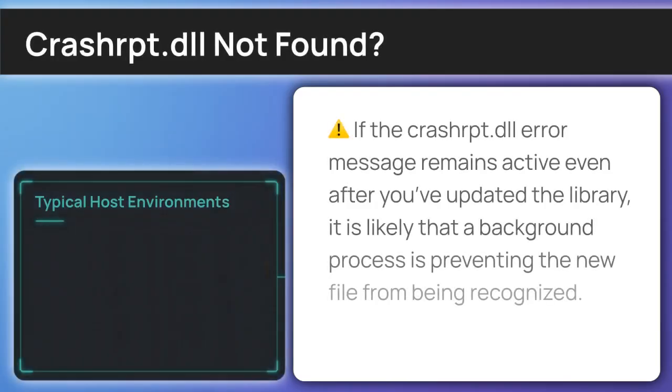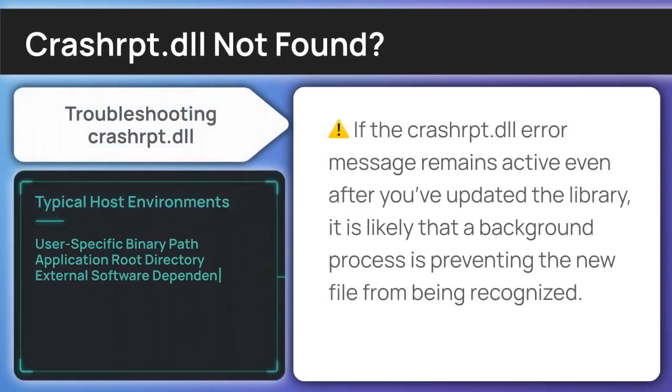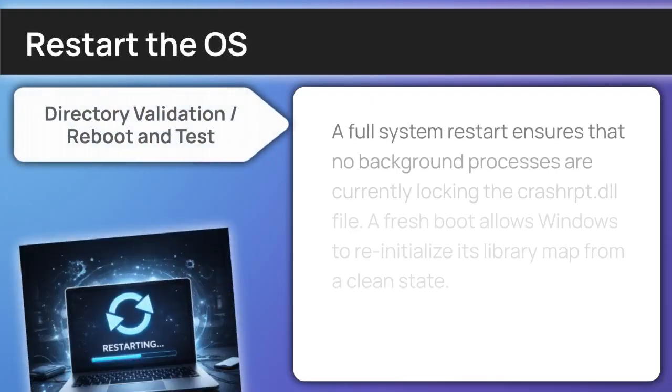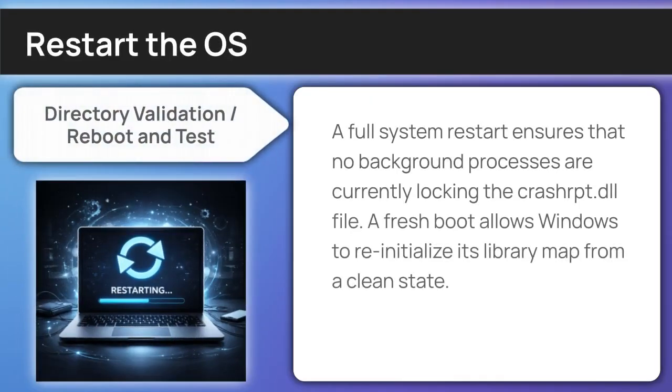When a standard reinstall doesn't cut it, we move to advanced diagnostic steps to ensure the system is properly configured. A full system restart ensures that no background processes are currently locking the Crashrpt library file. A fresh boot allows Windows to reinitialize its library map from a clean state.